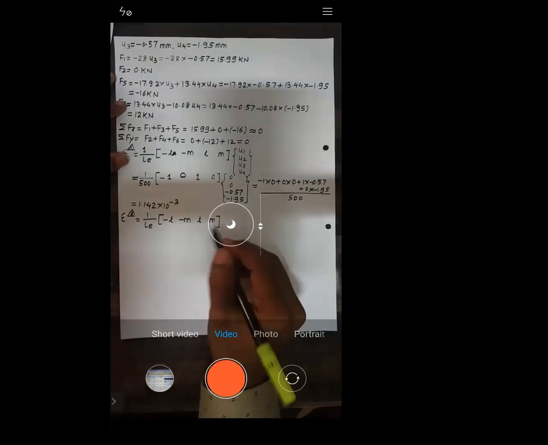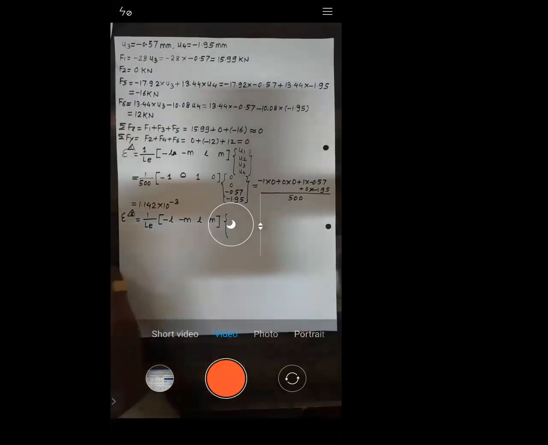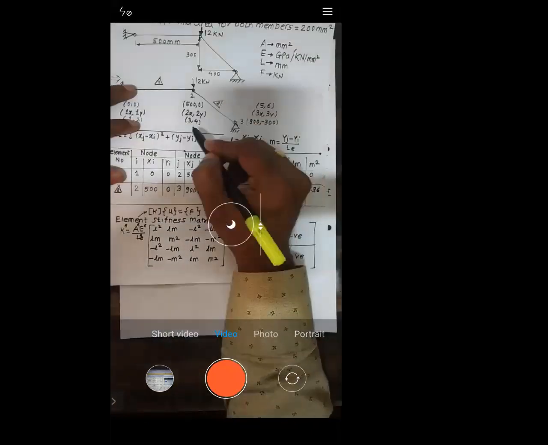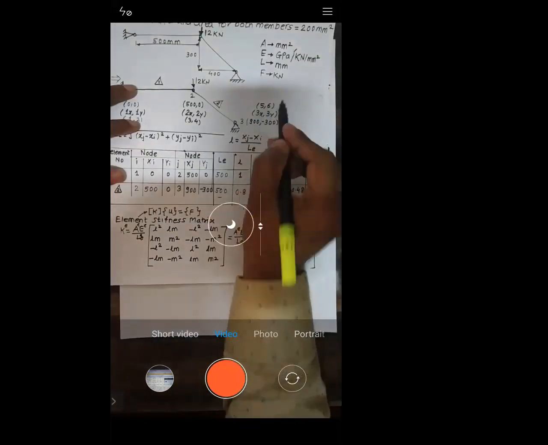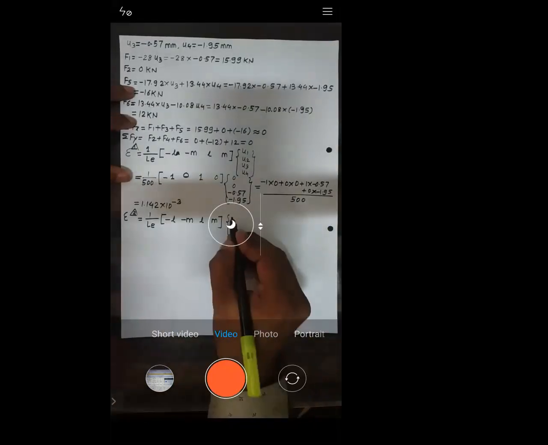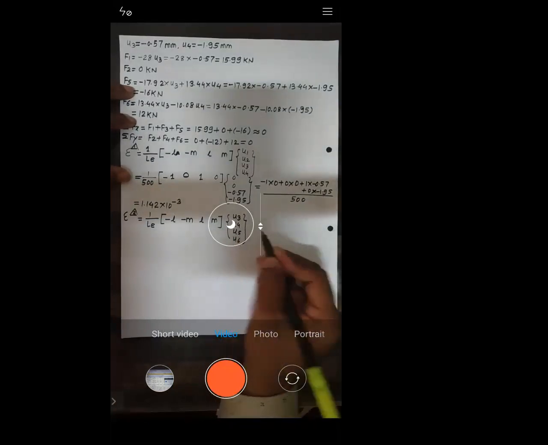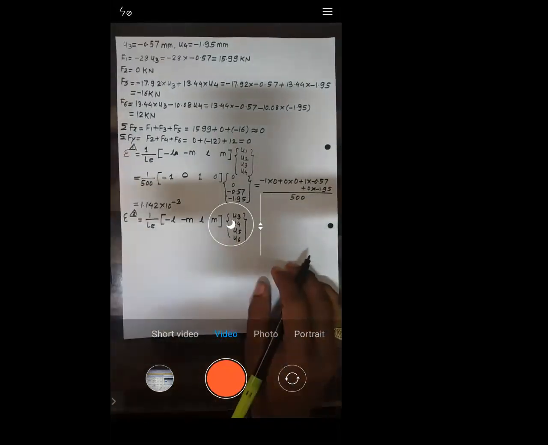Okay. Now see, if you can see here, this element number 2 again will have 2 degrees of freedom, that is 3, 4 and 5, 6. Right? So I need to write down here U3, U4, U5, U6. Is it okay? Yes or no? Is it okay or not?